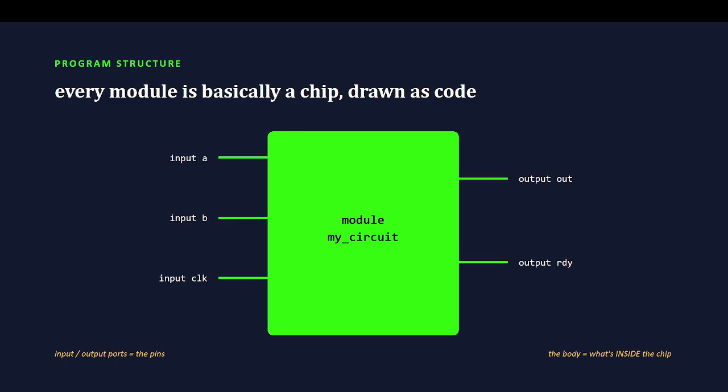Written in whichever abstraction level you are using: behavioral, data flow or gate level. Straight from the previous lecture, the ports are the interface, the body is the implementation, two different jobs, two different sections of the code, and mixing them up is one of the most common early mistakes.